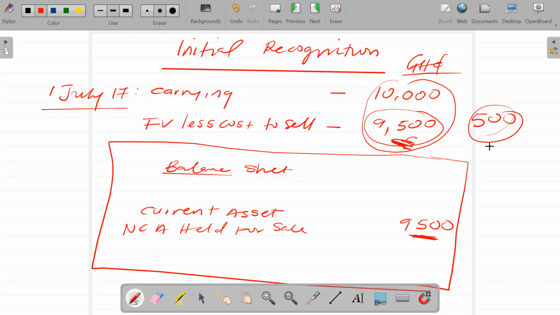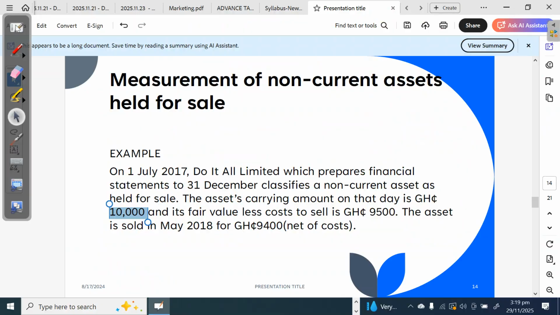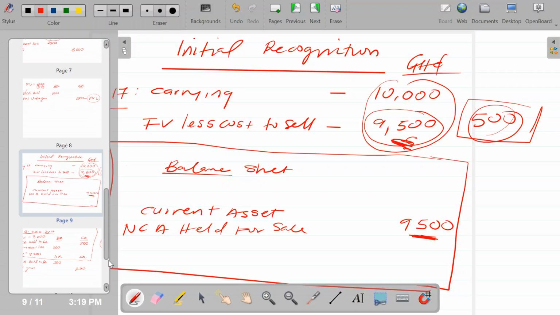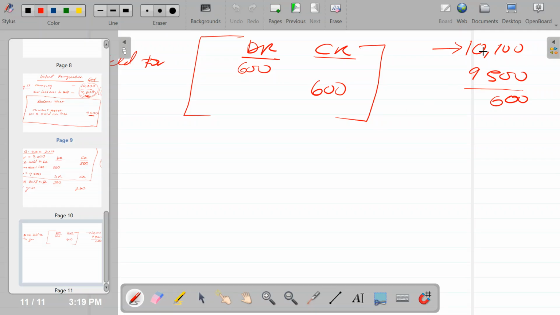So the initial impairment loss is like the ceiling. Any gains are limited to it. So, which means that in this particular case, we have to limit this to 500, even though they are saying 10,100, but in our books we have to limit it to 500. So this will be 500.